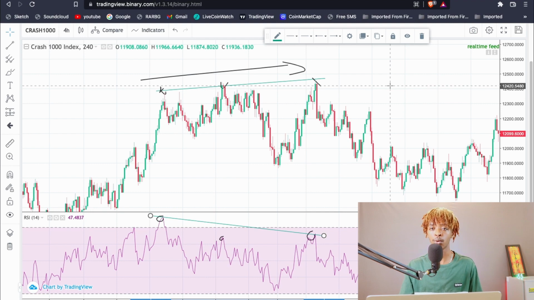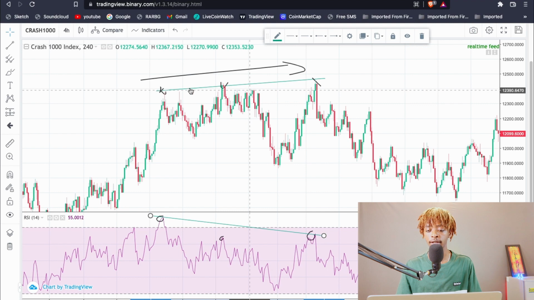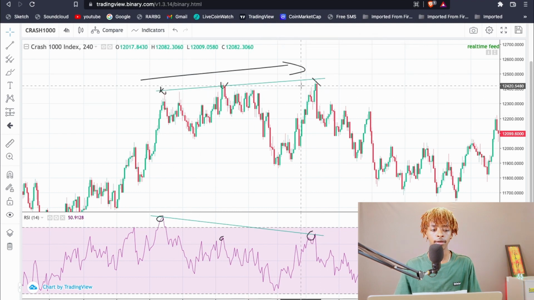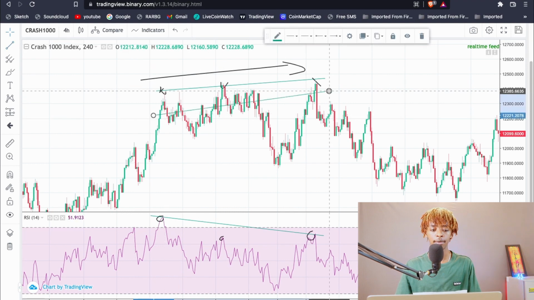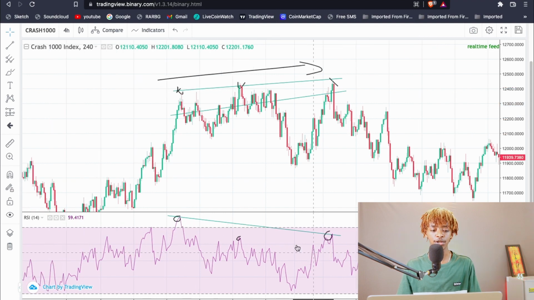Divergence means, in short, it is a variation in angle. On the chart, the line is upward like this, going up. On the chart, it is going up like this, but on the RSI, it is going downward. So that means there is divergence. They are not headed in the same direction.